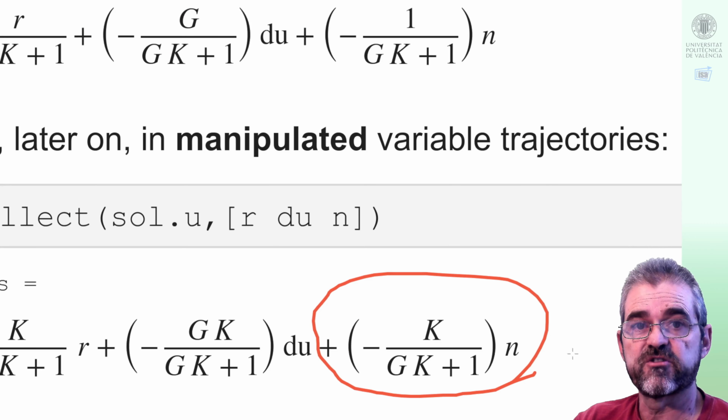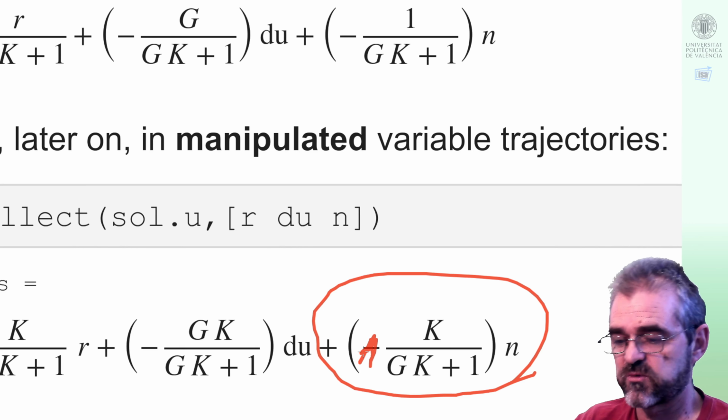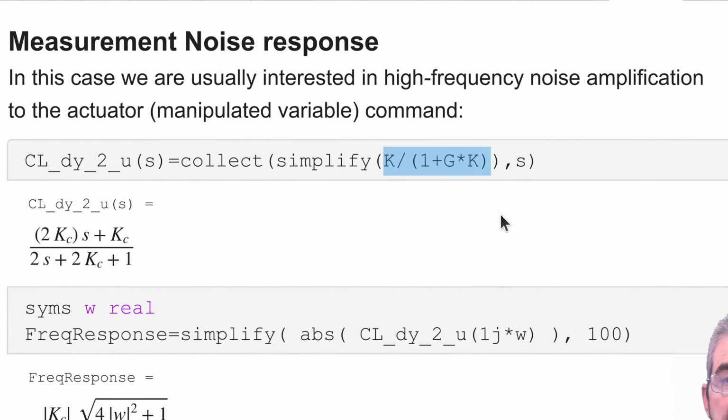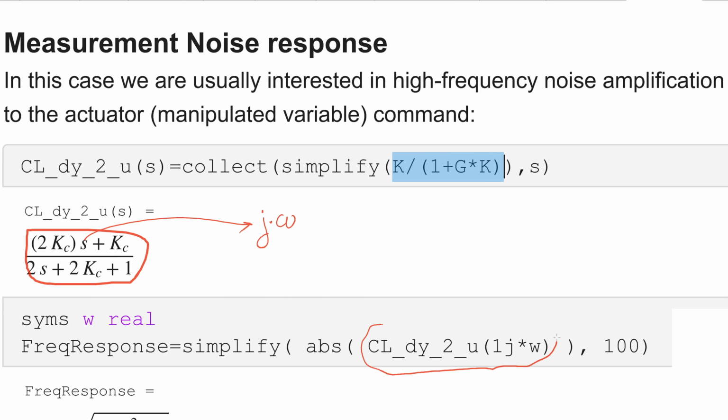this transfer function. Okay, as the noise is random up and down, sign will not be important. So we will analyze k over gk plus 1. Here we have it. So we tell MATLAB to put everything in pretty form like this, and then the frequency response is obtained by replacing the Laplace variable by the imaginary unit. We call it j times the frequency we wish to compute. This is what we are doing here.